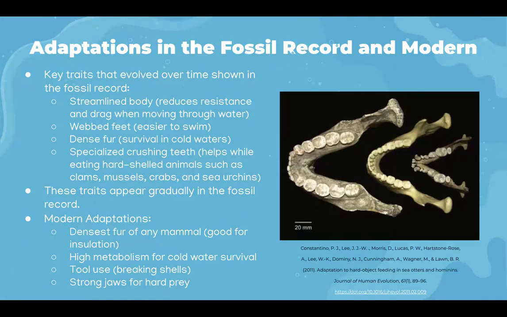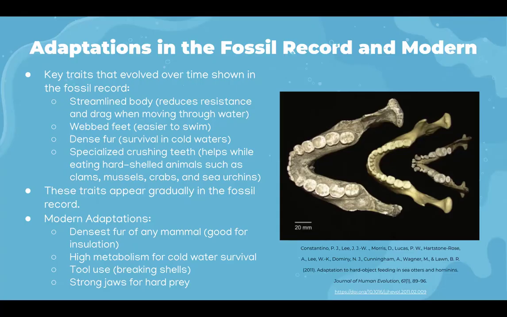Otters have slowly but surely gone through adaptations, and some key traits that evolved over time, shown in the fossil record, include a streamlined body, which reduces resistance and drag when moving through water, webbed feet, which helps them swim easier, dense fur, which is important for survival in cold water, and specialized crushing teeth, which helps while eating hard-shelled animals such as clams, mussels, crabs, and sea urchins.